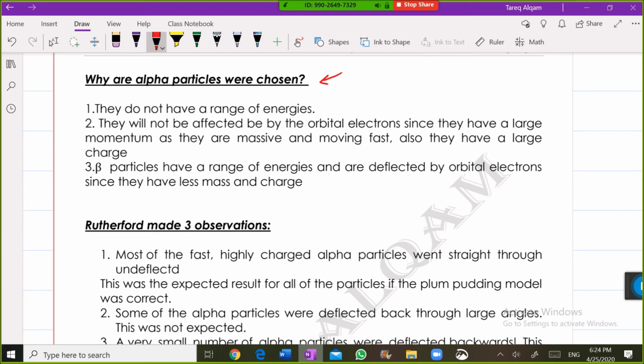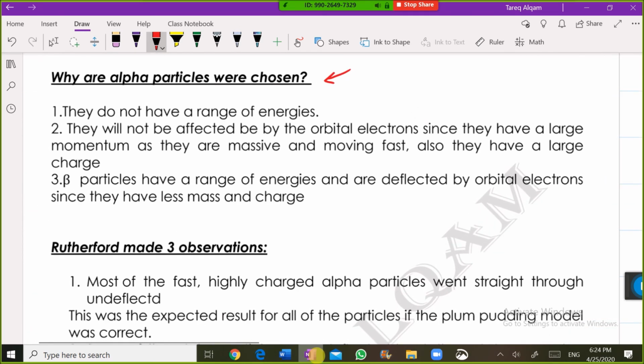First of all, alpha particles, if you remember, as we discussed previously, have discrete values of energy, not a range. Let's say available energies for alpha particles are either 10, 20, 30, 40, quantized only. They will not be affected by orbital electrons since they have a large momentum. Why? Because they are massive, of course, massive compared with other radiation and moving fast. Also they have a large charge.